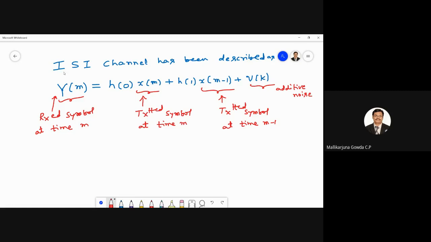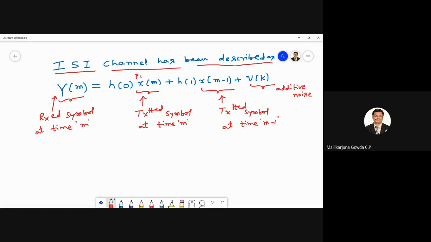So this X of M, just say how I describe the intersymbol interference channel. I describe the intersymbol interference channel will be like this. So this is the received symbol at a time M, right? And this is the transmitted symbol at time M. And this X of M minus 1 is the transmitted symbol at a time M minus 1. Right? So what I can say, this X of M is the present symbol, right? X of M minus 1 is the past symbol, right? Hope you are understanding what I am saying.